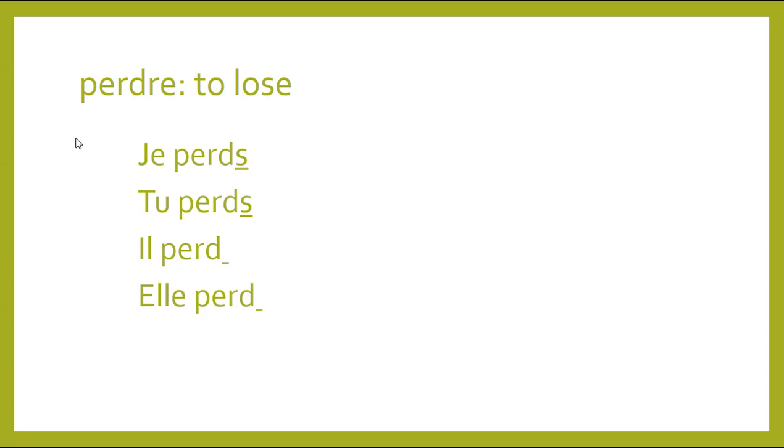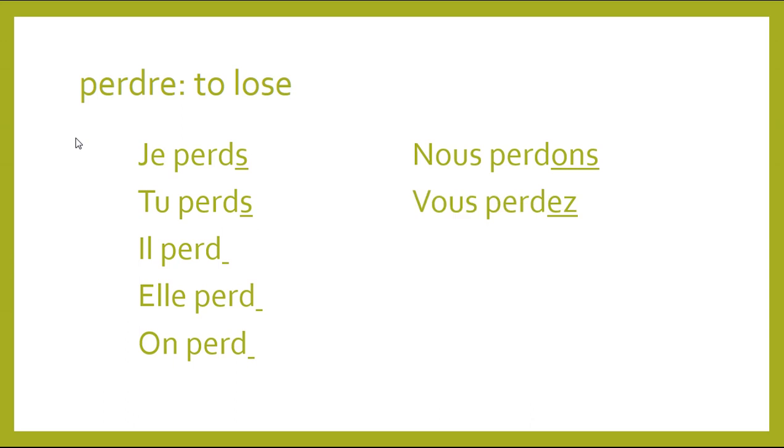Elle perd. She loses. On perd. One loses. Nous perdons. Take off our RE to find our stem. Add ONS as our ending. Nous perdons. We lose. Vous perdez. You all lose. Ils perdent. Again, take off that RE and add your ending ENT, and it is silent. Ils perdent. They lose. Elles perdent. They lose, feminine. So just a little bit of info, a little tutorial on how to conjugate regular RE verbs in French. So hopefully it'll help you as you continue your French studies.